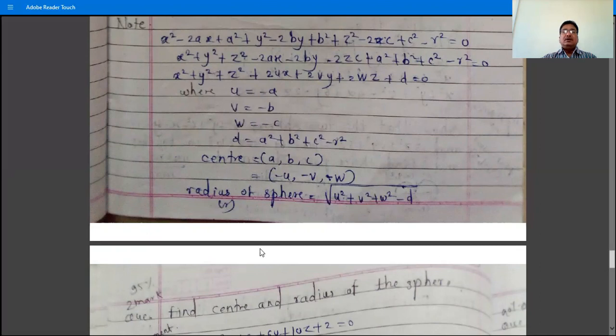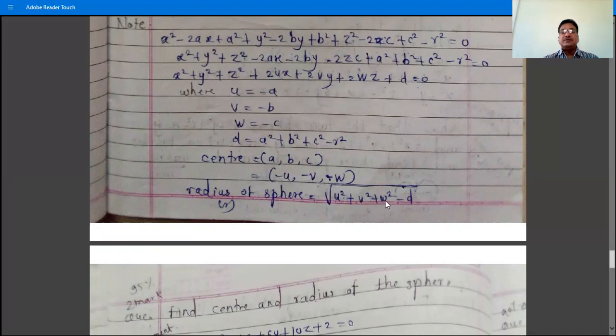And so in the new notation, what is the general form of the equation of sphere? x squared plus y squared plus z squared plus 2ux plus 2vy plus 2wz plus d is equal to 0. If this is the general form of the equation of sphere, then its center is (minus u, minus v, minus w). And the radius of the sphere is what?